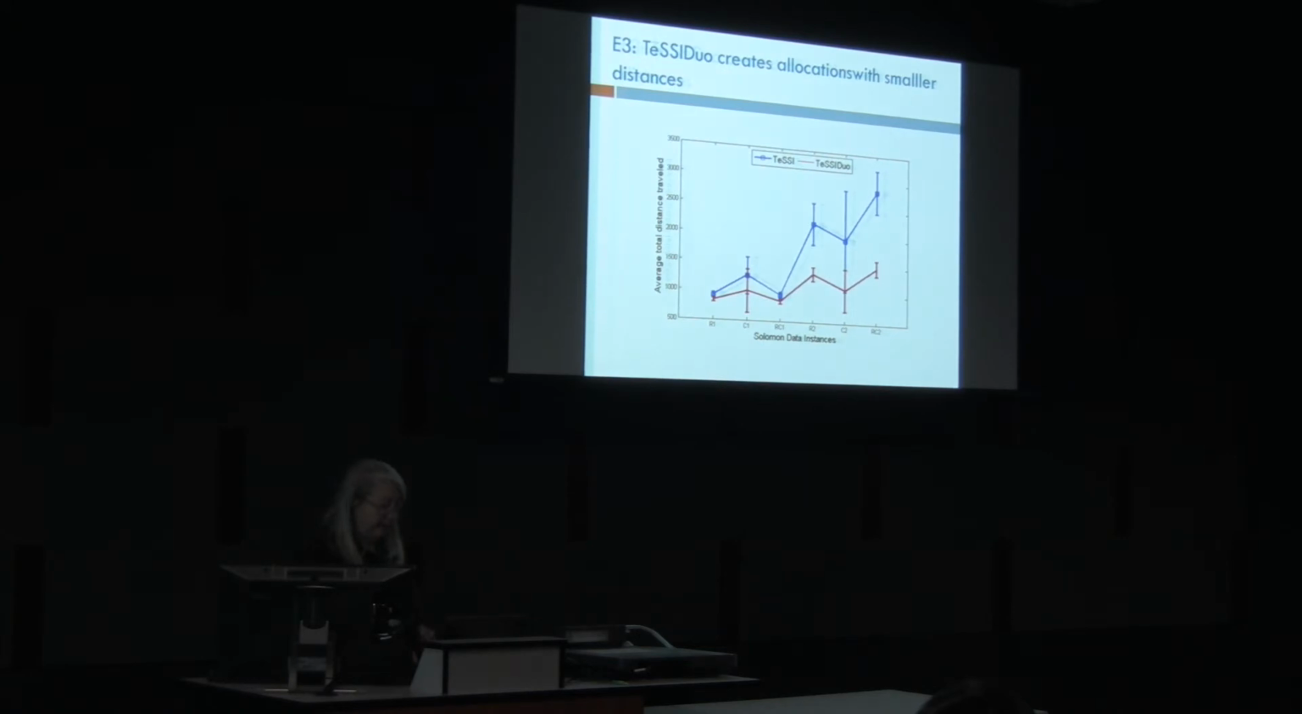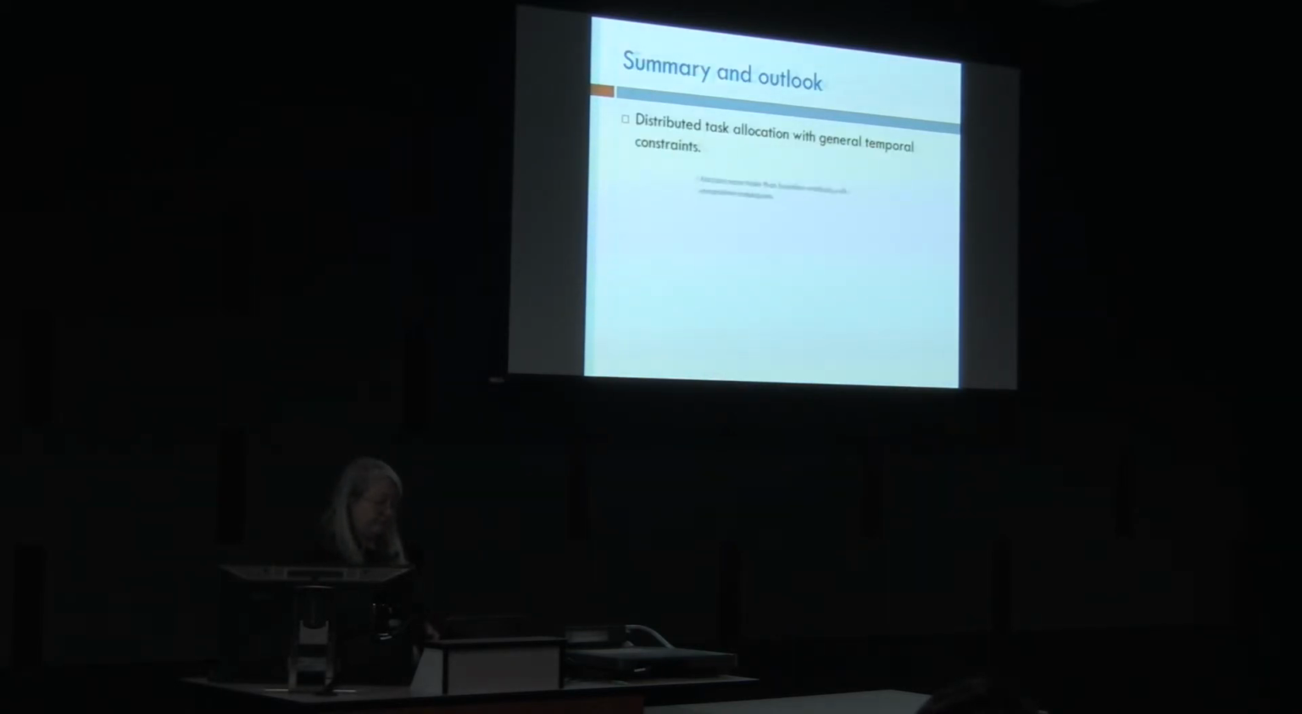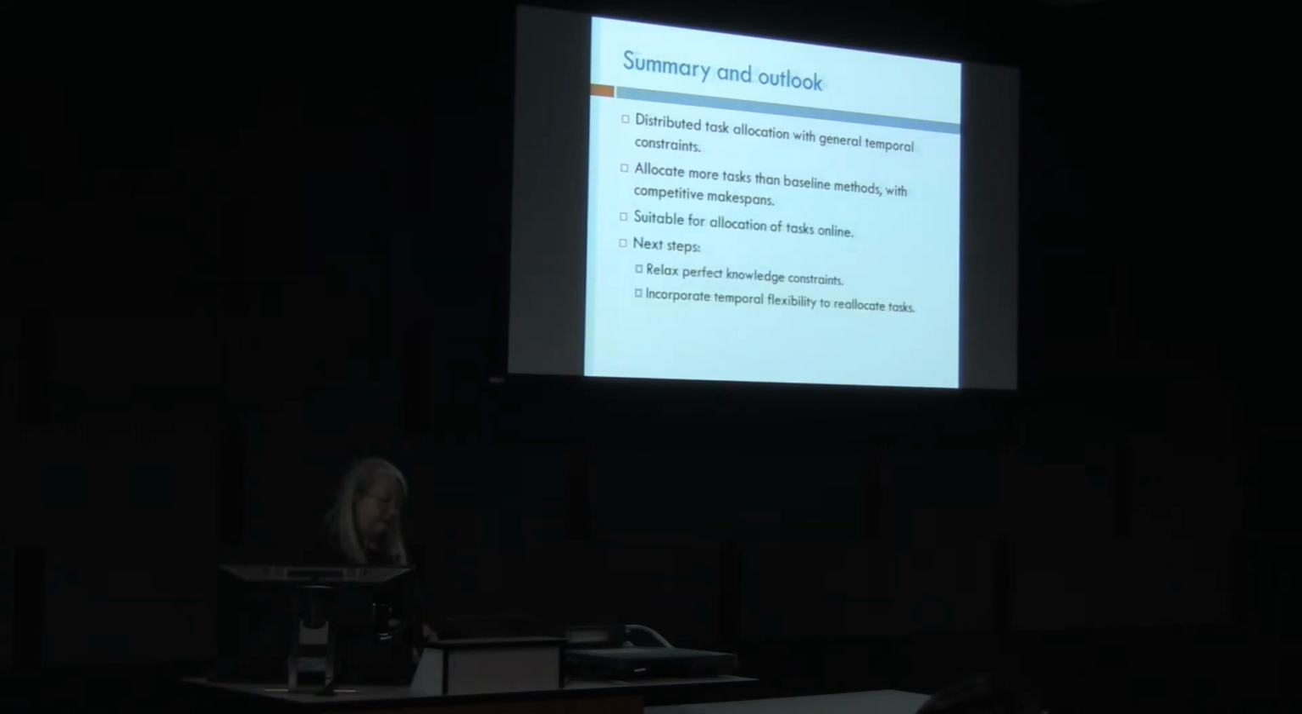Okay? We also tested the second algorithm, Dual, that has dual objectives to maximize the number of tasks and minimize distance. So just to summarize, we look at the distributed task allocation and show that the algorithm is better than other algorithms, and obviously there's a lot of stuff in there.